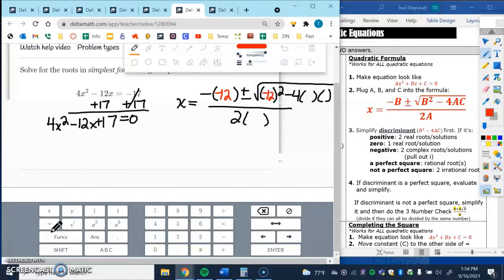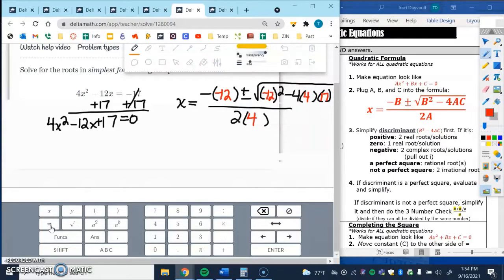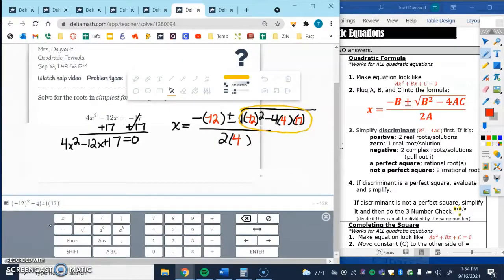Negative 12. Okay, so b squared minus 4ac all over 2a, 2 times 4. Step 1, what do you do after you plug everything in? We find the discriminant, okay? You can plug the discriminant into the calculator just the way it is. And when we do that, I get negative 128 for the discriminant. The discriminant is negative 128.